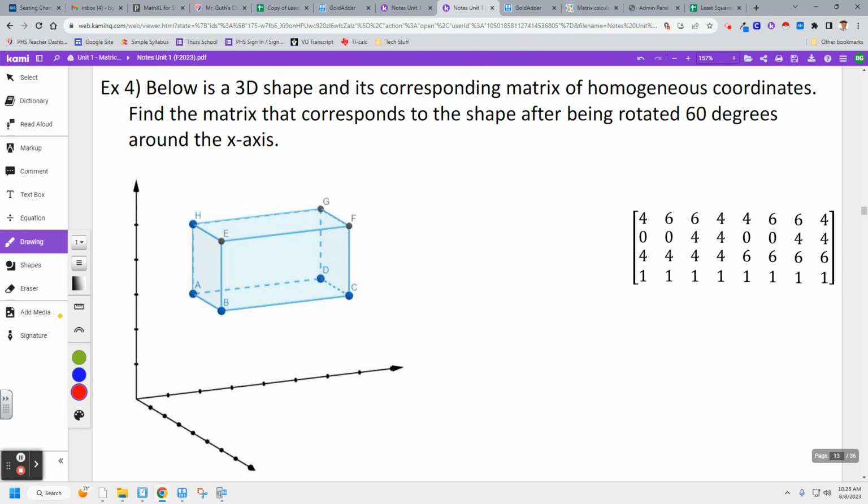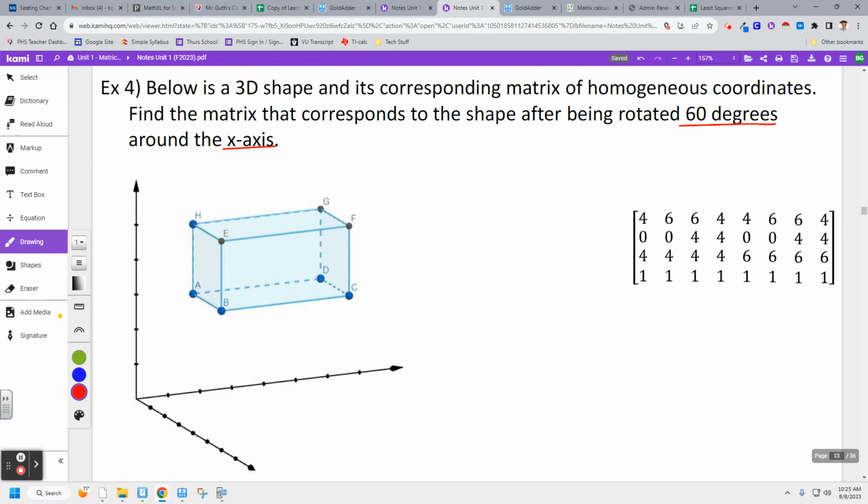All right, so here's where you're going to need your calculator, I think. So get your calculators ready. Below is a 3D shape and its corresponding matrix of homogeneous coordinates. Find the matrix that corresponds to the shape after being rotated 60 degrees around the x-axis. 60 degrees around the x-axis.